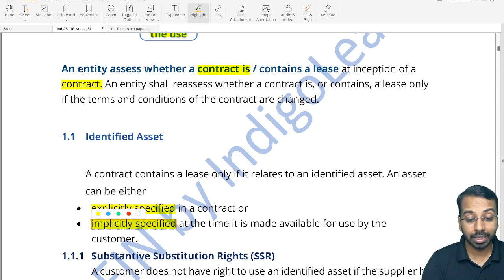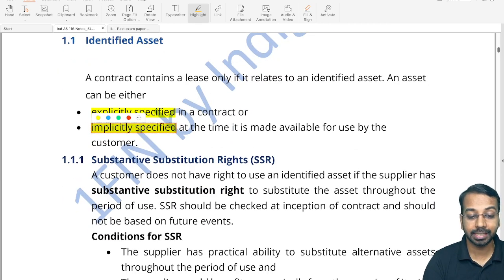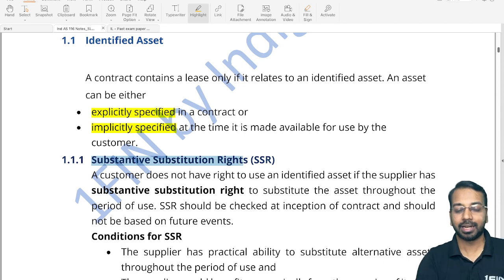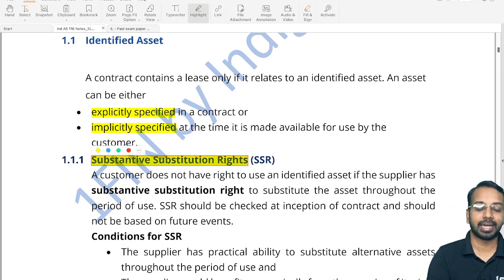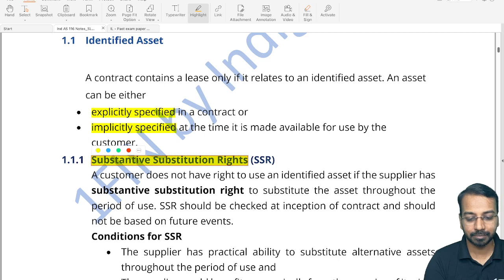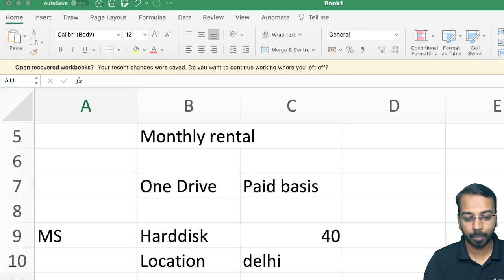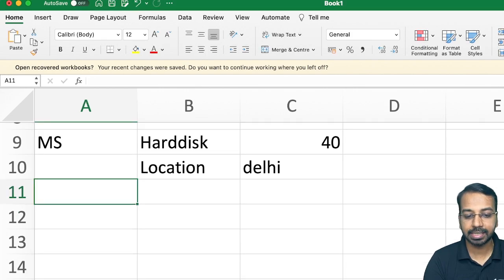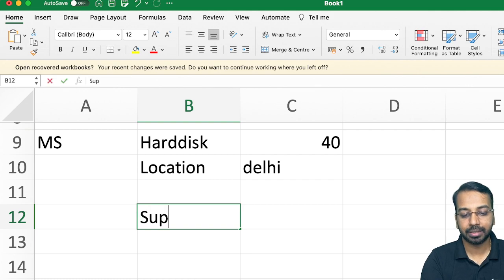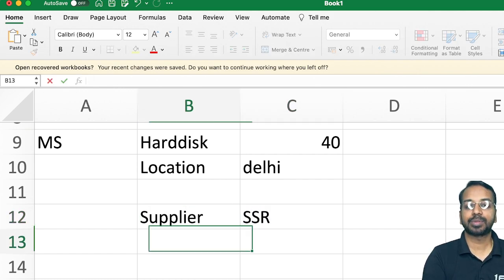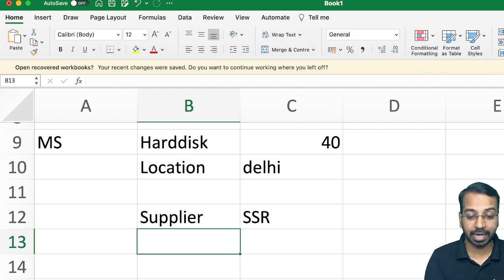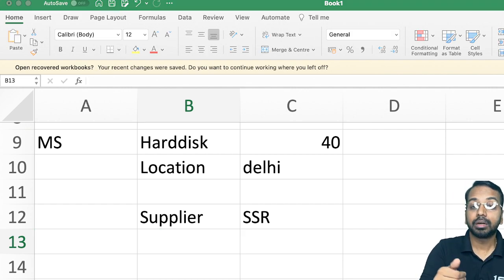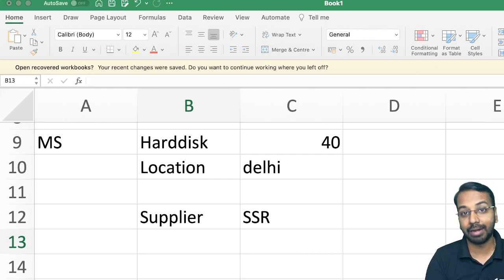Now, one important thing for identification is SSR, not Sushant Singh Rajput, substantive substitution rights. Now, here what we need to understand is if the supplier has SSR. Sir, what is the substantive substitution right? Substantive substitution right means that the vendor or the supplier or the lessor has an ability to substitute the asset whenever it wants and for its own benefit.